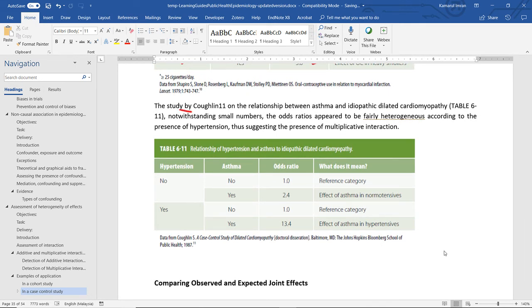And this study by Colling, asthma and idiopathic dilated cardiomyopathy. Is there interaction between hypertension and asthma, Z and A? So we calculate the odds ratios, 1 and 2.4, 1 and 13.4. So the odds ratios in the strata of hypertension, no and yes, are very different. So this suggests the presence of multiplicative interaction.